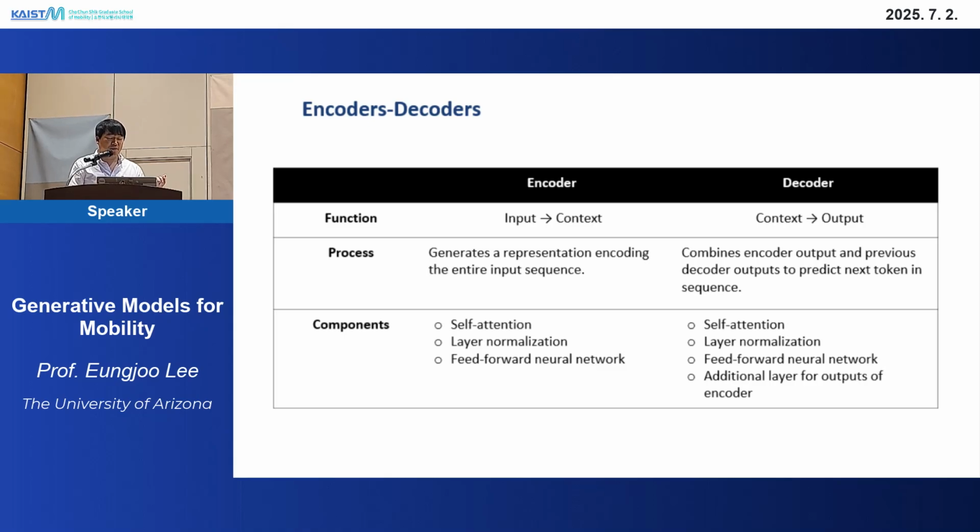In the encoder part, you try to produce context from the input, and you generate a representation encoding the entire input sequence. In the encoder part, you have self-attention and layer normalization, and as I mentioned, a feed-forward neural network. The decoder part is the one that produces output, combining the encoder output and previous decoder outputs to predict the next token in the sequence. Basically, they have similar components, but the decoder has an additional layer for its outputs.